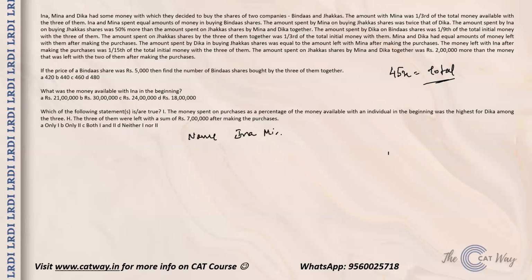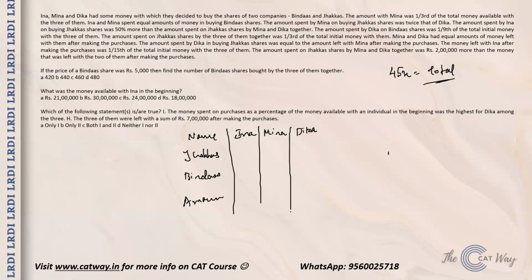So you have Ina, Meena, and Dika. Okay. And the name of the share. Okay, the names are there. Okay, and then you have like on Jhakas shares. Okay, on Jhakas the money spent, on Bindas the money spent, and the amount that is left. Okay, so these are the three things we are going to note down. Okay, because these are the three things which are majorly we can see in the caselet that we have.